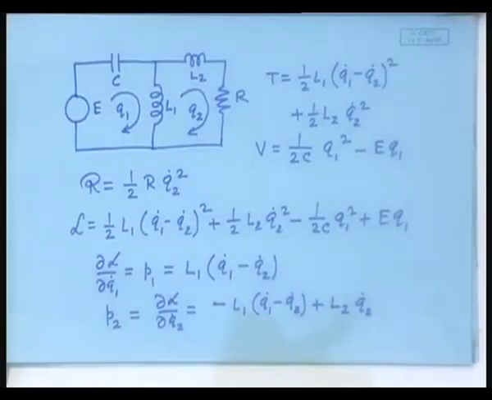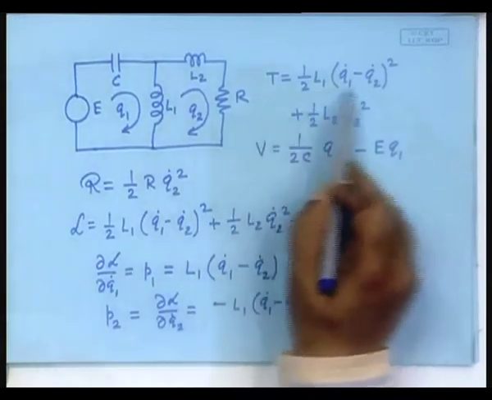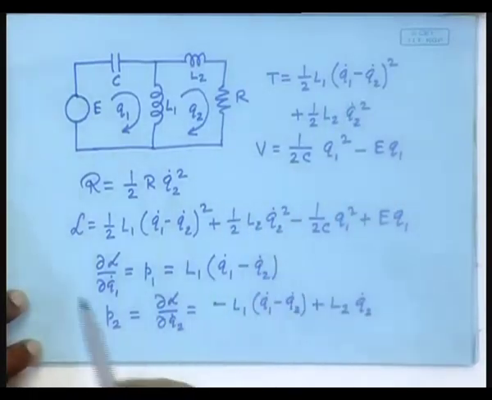Fine. So, we have these equations, and then we need to understand how to obtain the equations with this. Let us go back to the circuit example that we took today. Here was the circuit example we took. So, here we have already written down the T, we have written down the V, and we have written down the R.